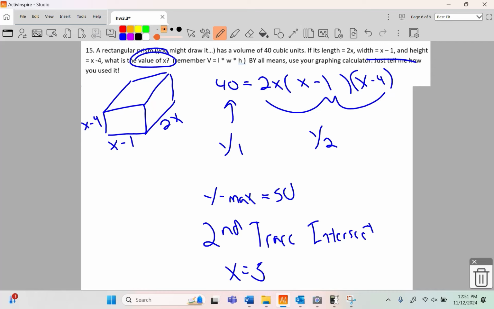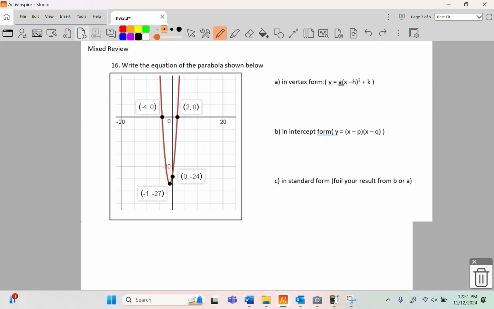I know you got questions for this. Number 16, which also had nothing to do with yesterday's lesson. Mixed review, this is old. We've been doing this since the first week of August. Since you came back, you've been doing most of this. This is the first part. So vertex form, this is.